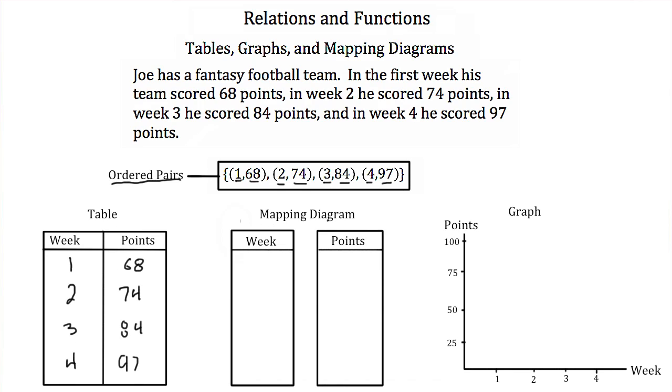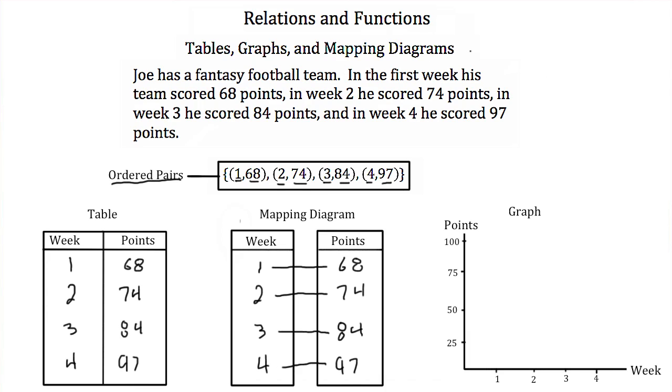Similar to a table is a mapping diagram. Here you put all your week values in again: 1, 2, 3, and 4. And then your point values: 68, 74, 84, and 97. Then the last step for a mapping diagram is to draw a line connecting the relation. So in week 1, there was 68. In week 2, there was 74, 3, 84, and 4, 97.